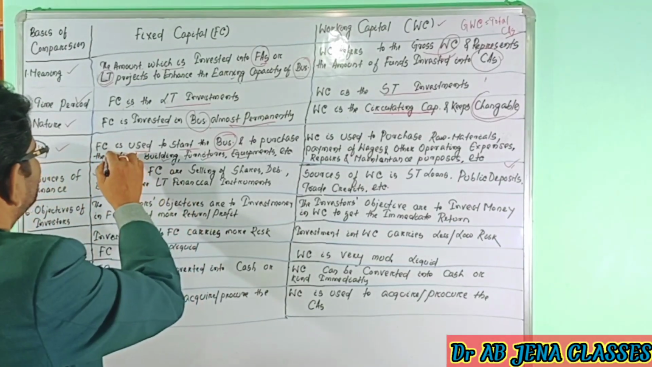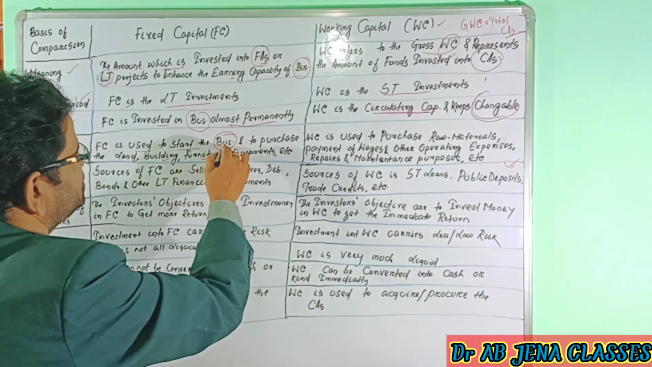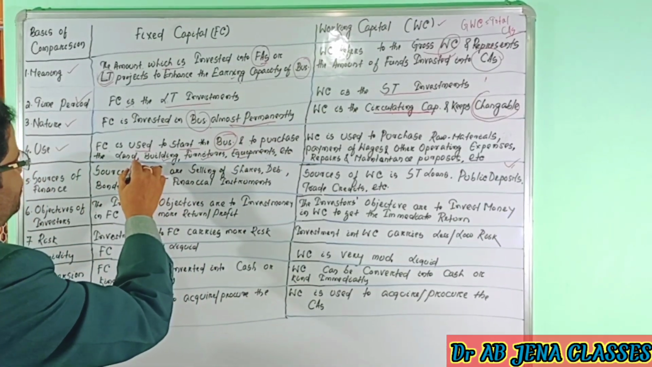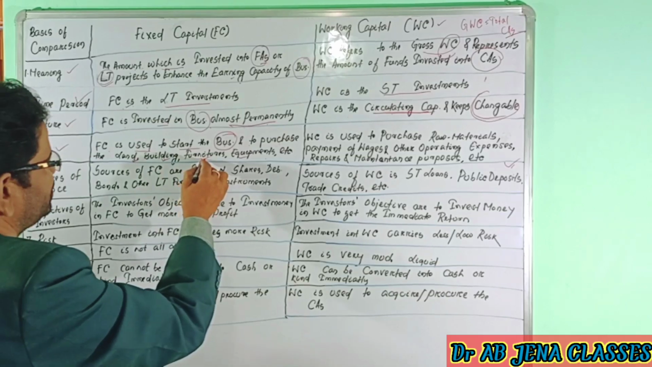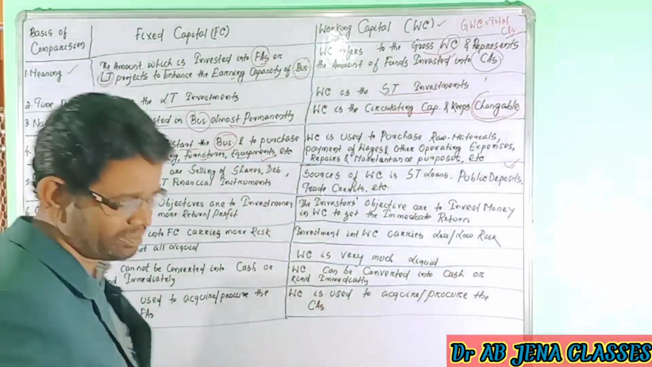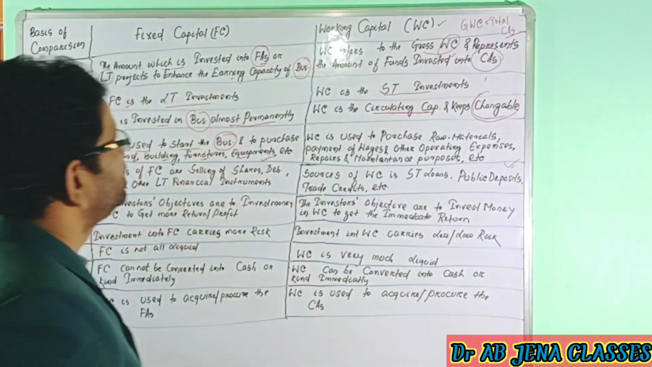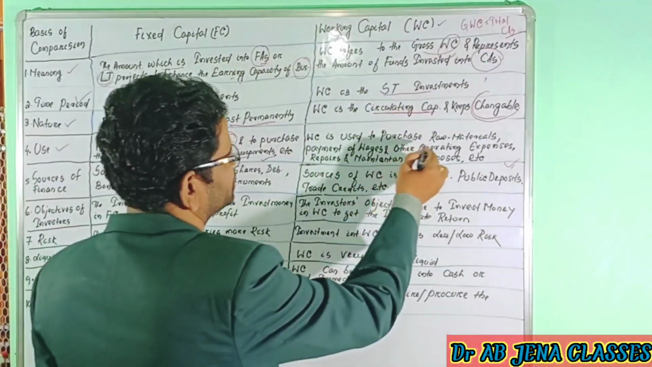So the fixed capital is used to start the business as well as to purchase the fixed assets. I mean the land, you will purchase the land, building, furniture, equipment. So these are very vital for the production.